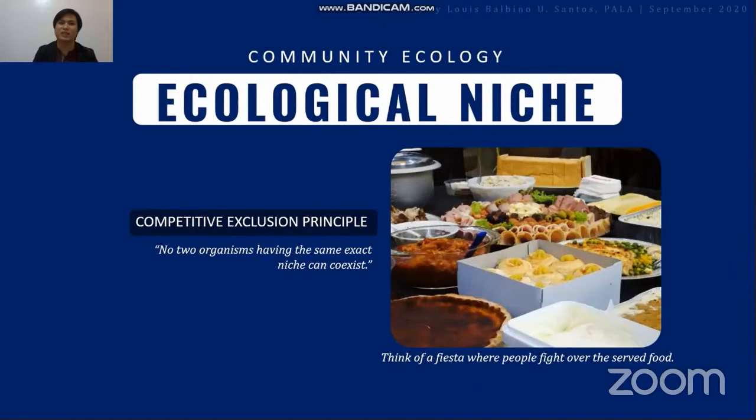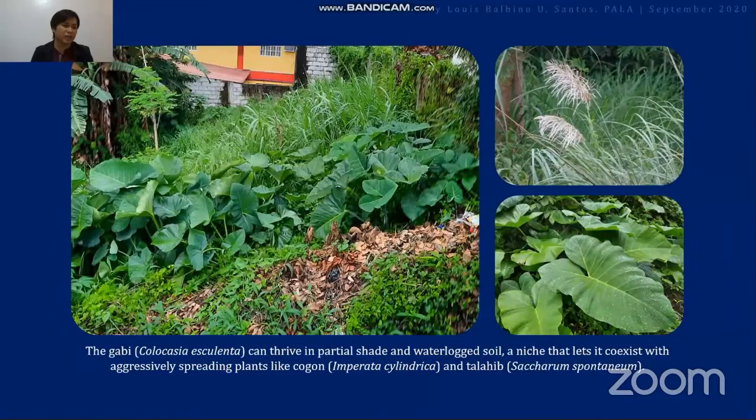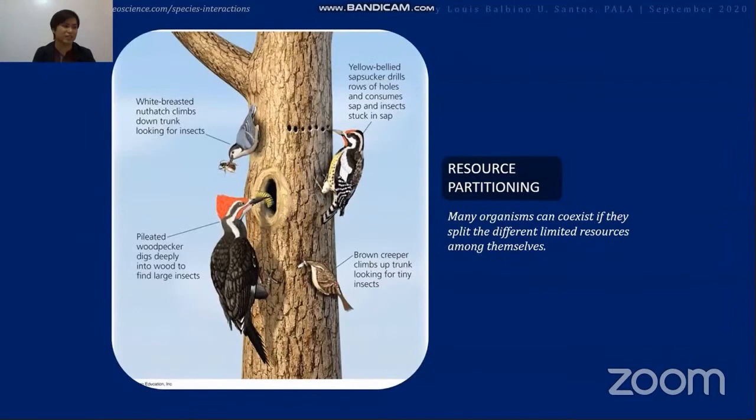So if you check here, all these plants, the gabi, the kogon, the talahib, they all need light, they all need soil space. But how was the gabi able to exist even if the kogon is more competitive? Simple, because in this area, the soil is more waterlogged and moist, and that's what the gabi specializes in. Hence, the gabi is able to establish its population here. And because of the damp soil, it doesn't need to compete for the regular soil that the kogon is dominating. So they can coexist. And this is called resource partitioning, which means different organisms can coexist if they divide up the resources. Again, just harken back to the example with the fiesta and the food.